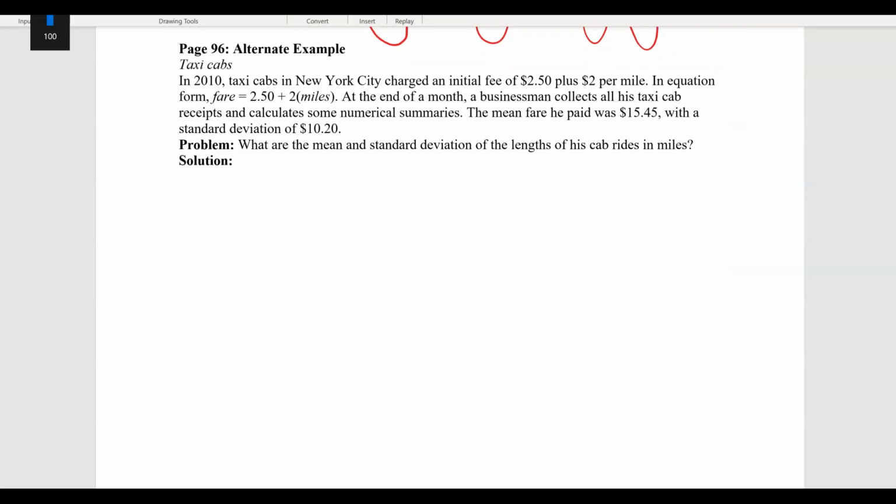Okay, so we have the data on taxi cab rides, and what they give us is the fare. The fare equals $2.50 plus $2 times every mile. Okay, but now they give us the average fare, which is $15.45, and they give us the standard deviation. But what they would like is the mean and standard deviation of the lengths of the cab rides. So let's start with this equation here. The equation for fare is 2.5 plus 2 times length, or miles. Right? Well, that's what this question is asking us for, is miles.